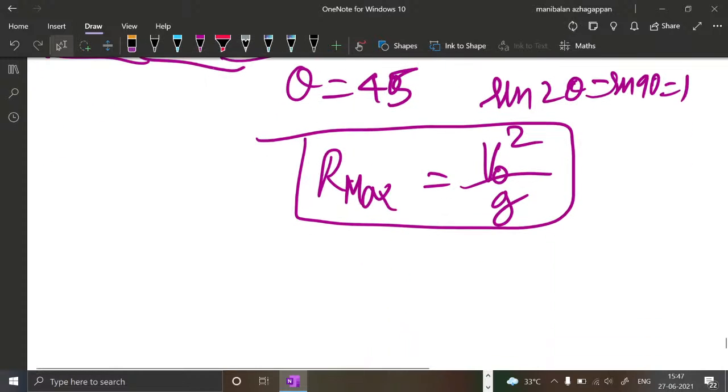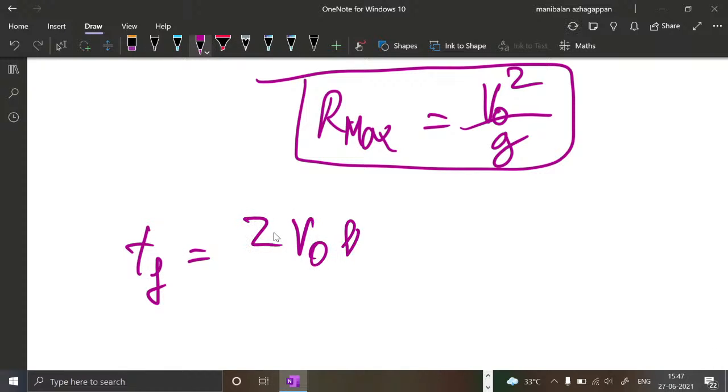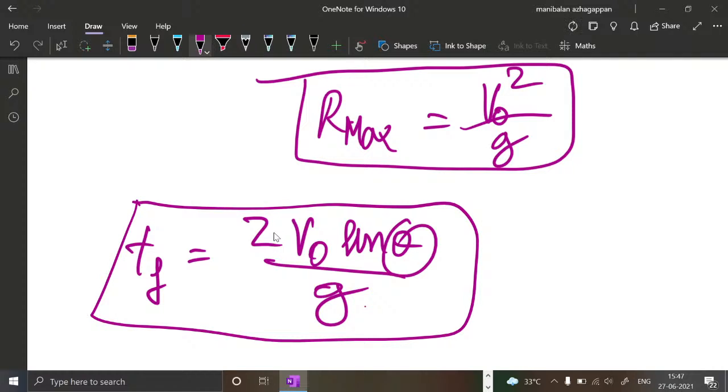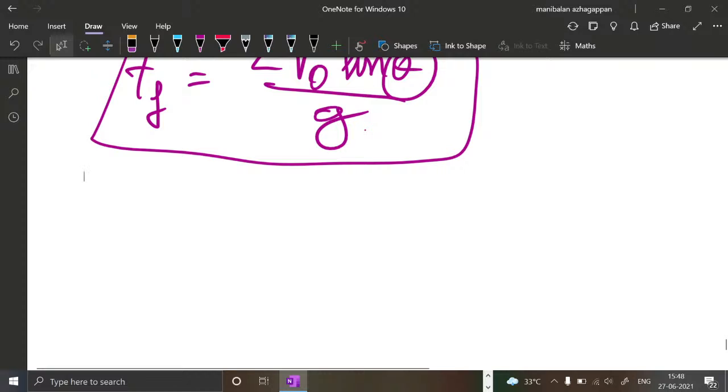Next one, time of flight. If you want the time of flight, it's going to be 2 times v naught sine theta divided by g. V naught is the initial velocity, theta is the angle at which you throw, g is the gravity. If you know this, you can easily calculate the time taken for full projectile motion.